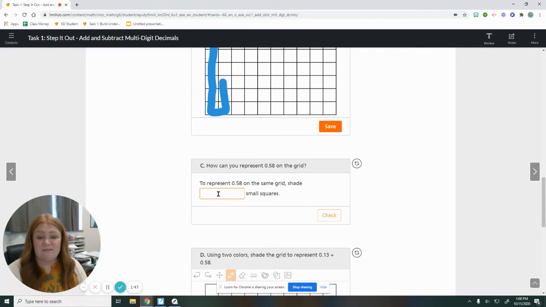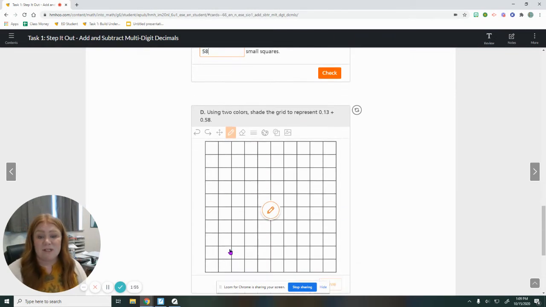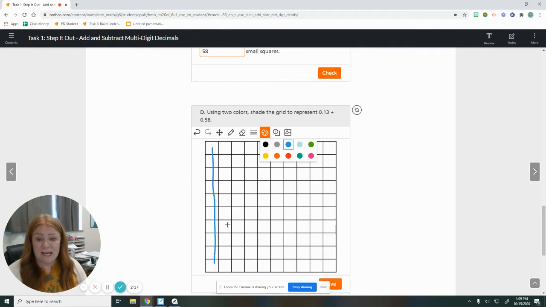If I want to represent 58 hundredths on the same grid, I will have to shade in 58 small squares. Now I'm going to use two different colors, and I'm going to show 13 hundredths and 58 hundredths to see how many I have total. So go ahead and see if you can use two different colors and solve that problem, and then come back when you are ready. So I'm going to start with my blue. So I know here is 10. Actually, let me make that a little thicker. So I know here is 10, 11, 12, 13 here.